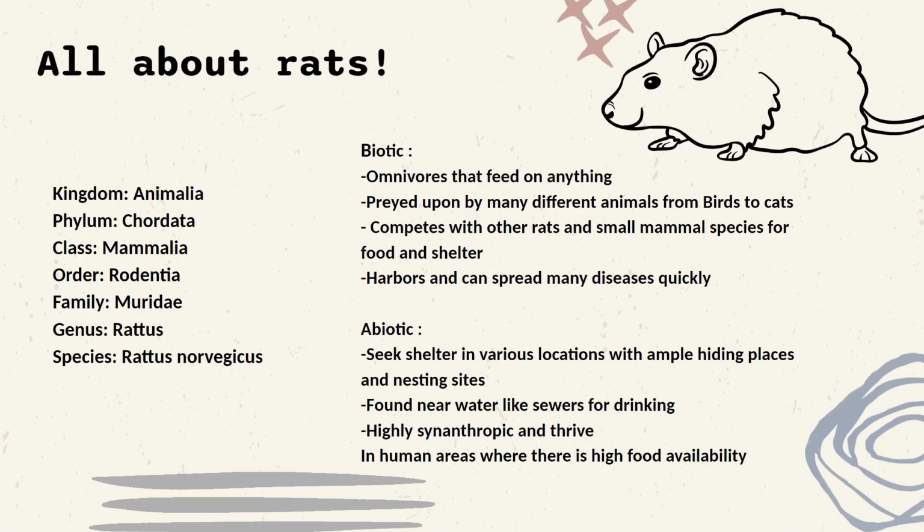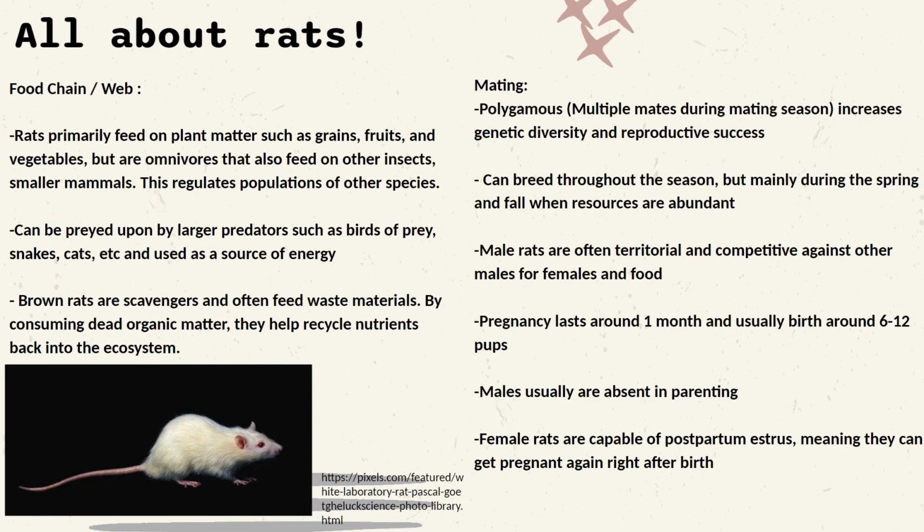Its abiotic factors include that it can seek shelter in numerous locations and is very good at hiding in places. It is found near water sources like sewers for drinking, and is highly adaptable and thrives in humid areas because there's a high food availability.